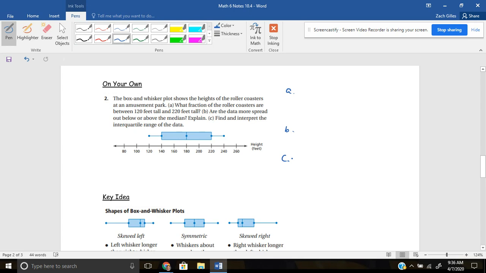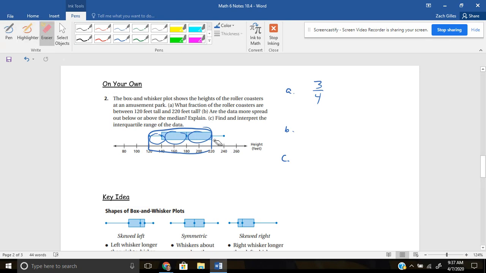For letter A, it says what fraction of the roller coasters are between 120 feet and 220 feet tall. So 120 feet and 220. Well, right here, how many quartiles am I talking about? First quartile, second quartile, and the third quartile. So right here. So 3, I shouldn't say quartile, quarters. First quarter, second quarter, third quarter. So we're talking about 3/4 of the data. 3/4 of the roller coasters are between 120 and 220 feet tall.